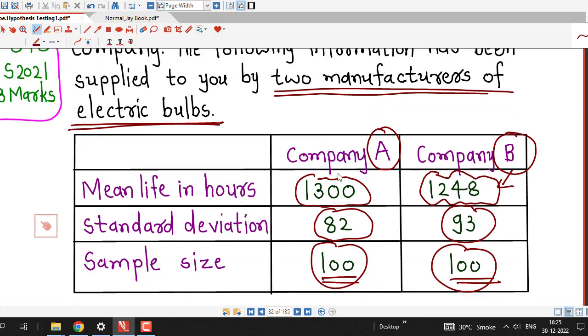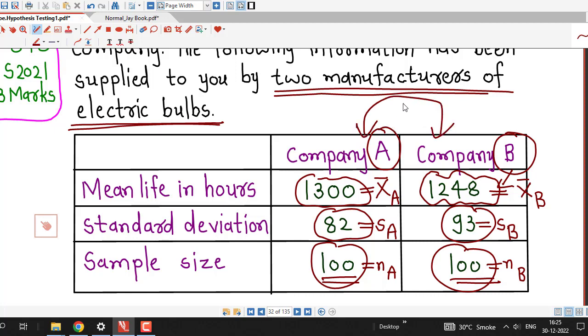We can denote the mean of the sample from company A by X bar suffix A, and this by X bar suffix B. Similarly, this is the sample standard deviation corresponding to company A, which we denote by S suffix A, and for company B we use the notation S suffix B. This is the sample size for company A and here N suffix B. This is the given information for the two samples which we have taken from the two companies.